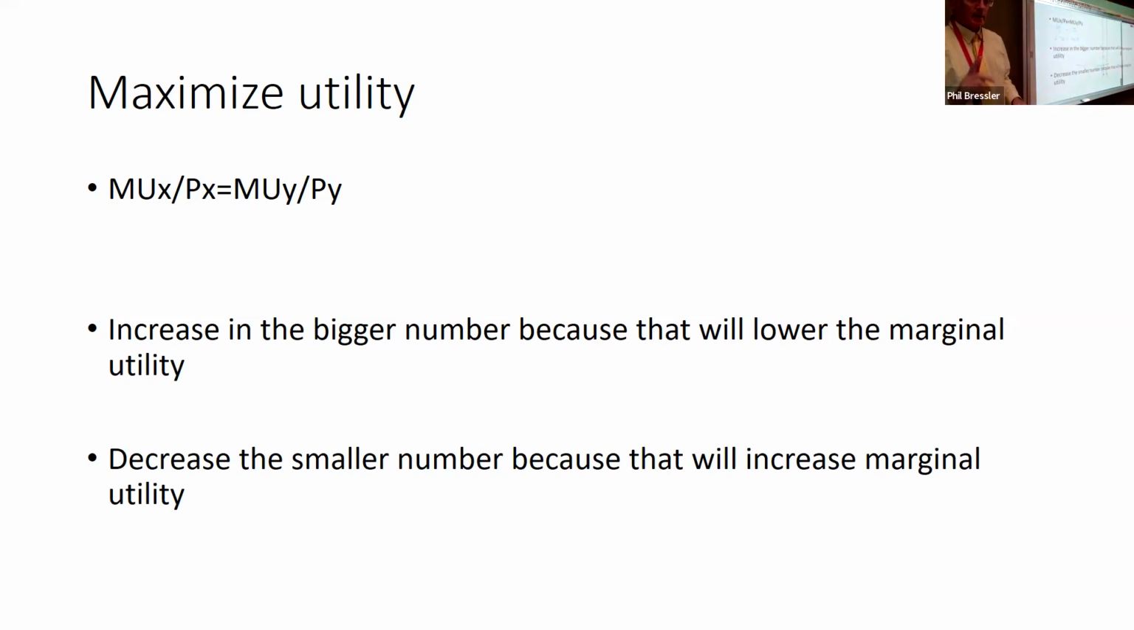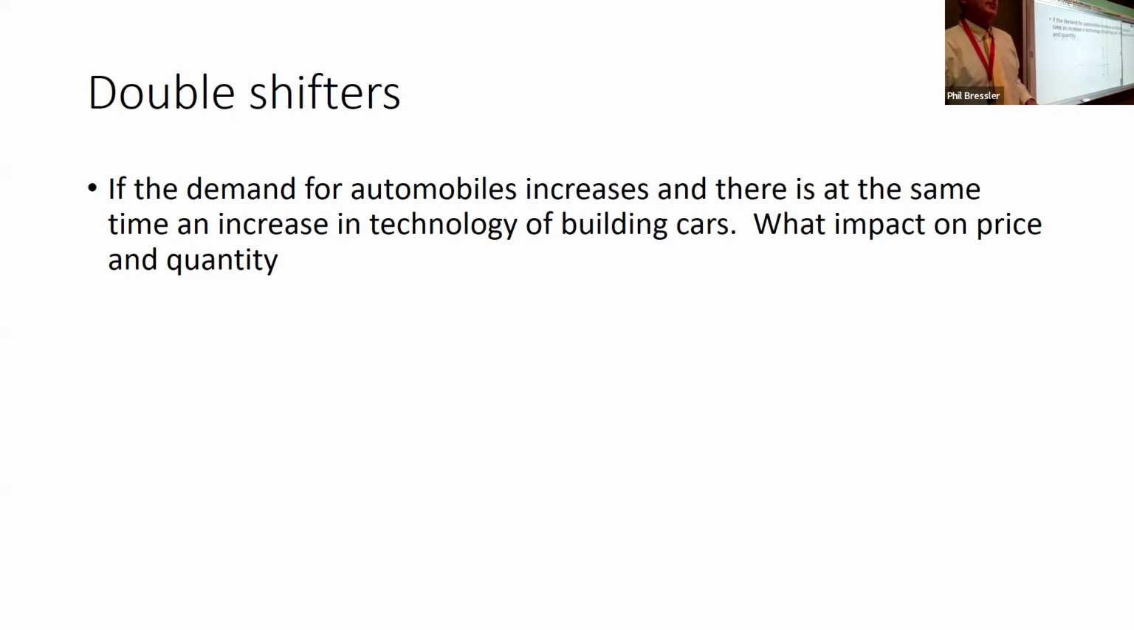Right? Last thing, double shifters. And I might not have put a space there. How do you handle double shifters? 2 graphs. What has to happen if there's a double shift? What is price? One has to be indeterminate. So if you see a double shifter, and sometimes, all right, in this question, at the same time is a key that it's going to be a double shifter. Simultaneously, okay? Anytime you see a double shifter, you know one of them has to be indeterminate.